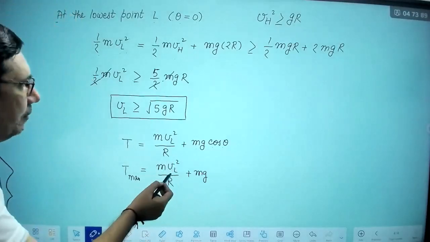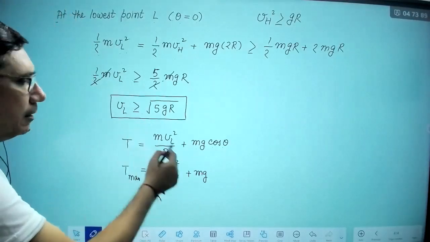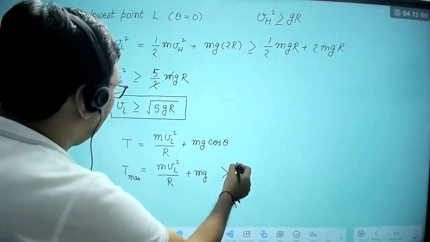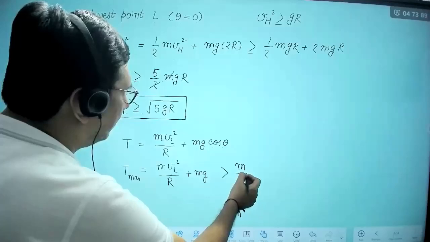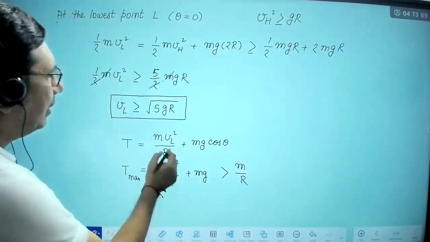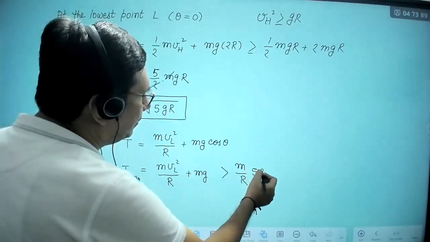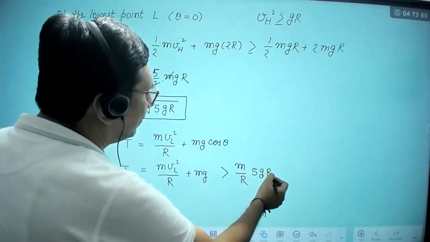Now this quantity vL square is greater than this. So automatically you can write it in this way: m by R, and in place of vL square, I can write 5gr. So this will be 5gr plus mg.